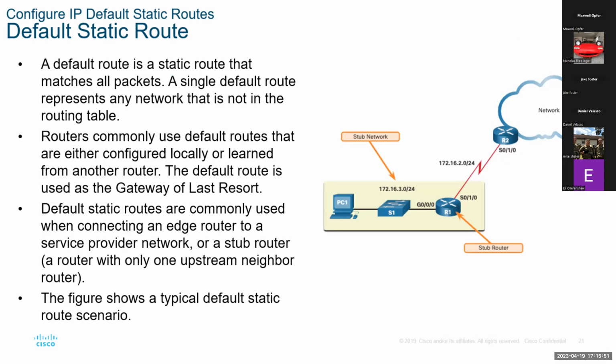Default static routes are commonly used when connecting an edge router to a service provider network, or a stub router, which is a router with only one upstream neighboring router. The figure shows a typical default static route scenario. So you see your stub network, your router one, stub router, and then off to the network there.